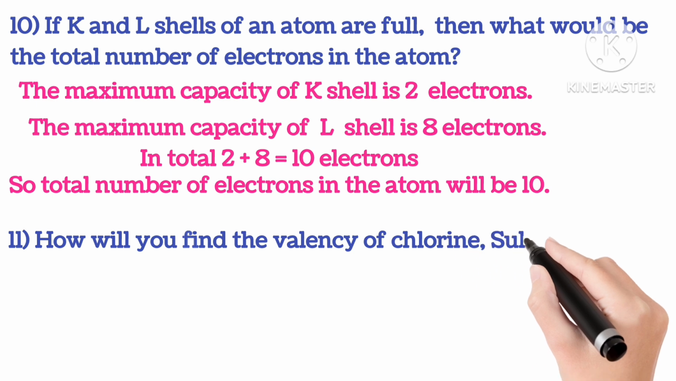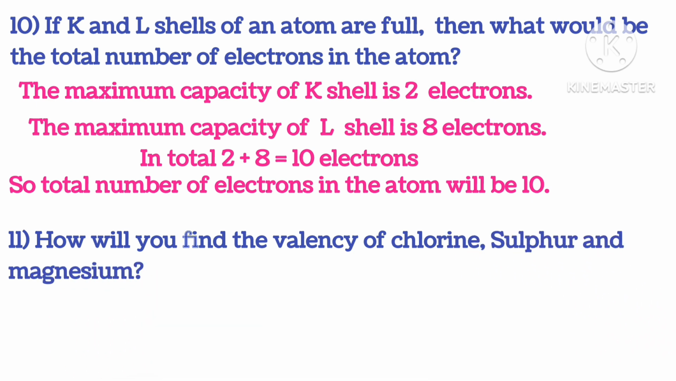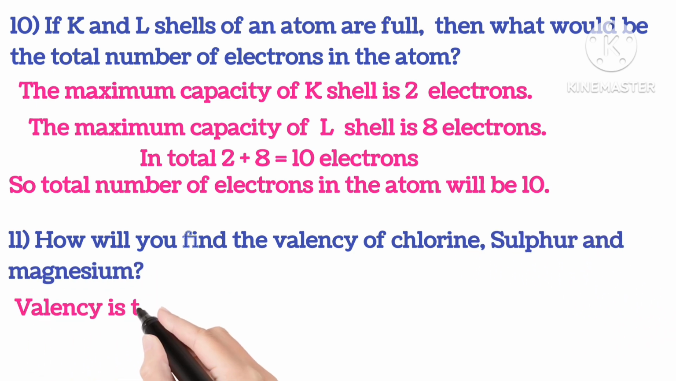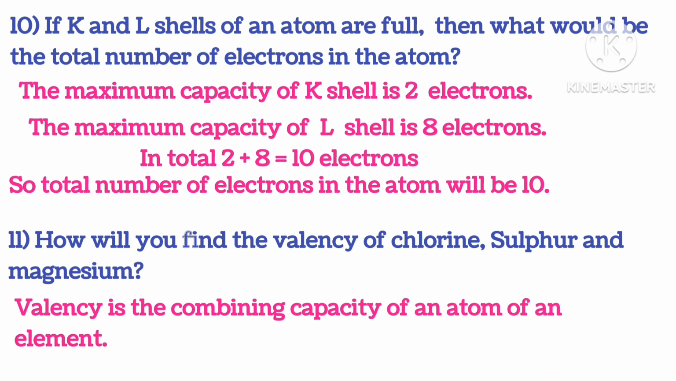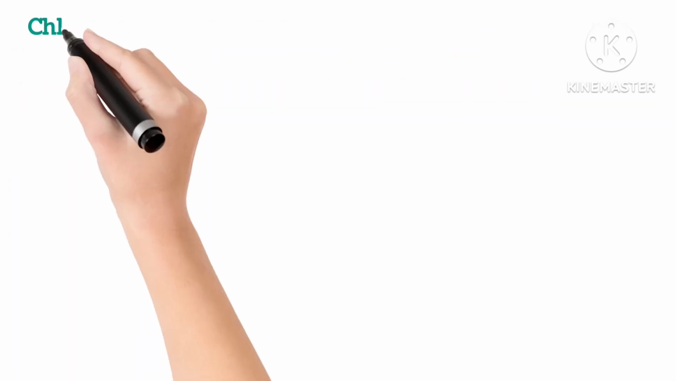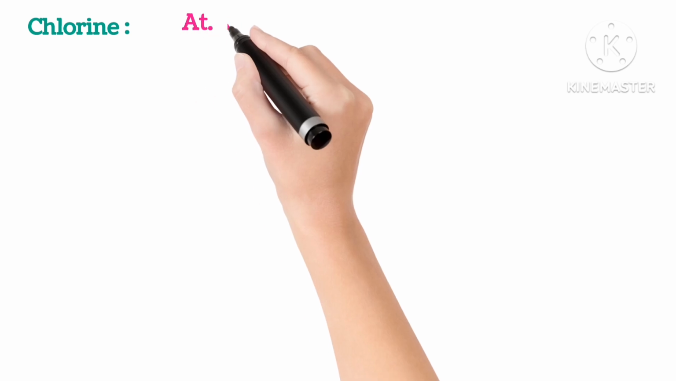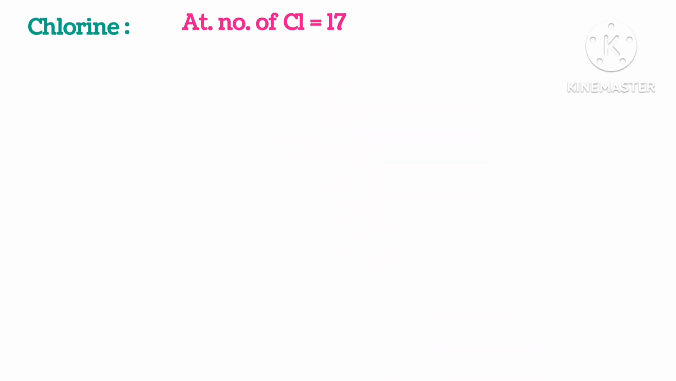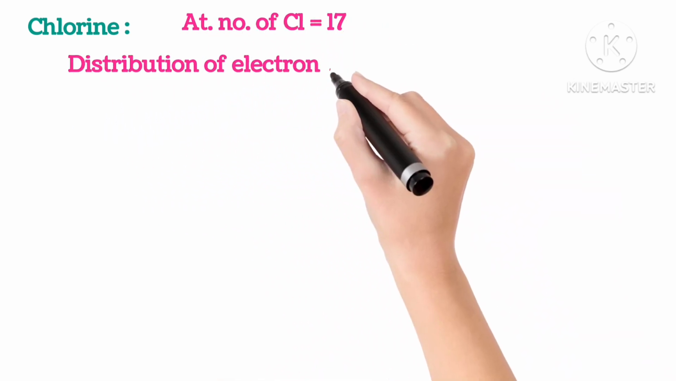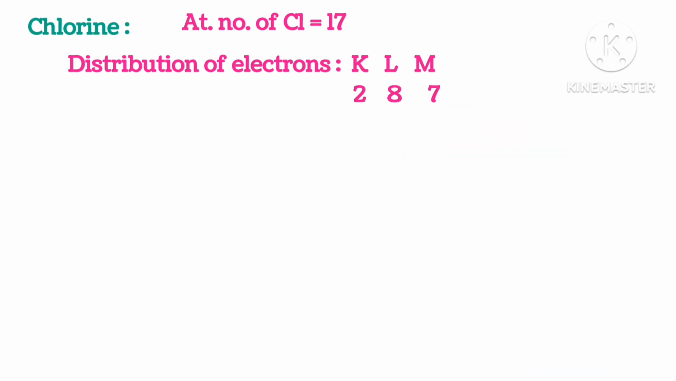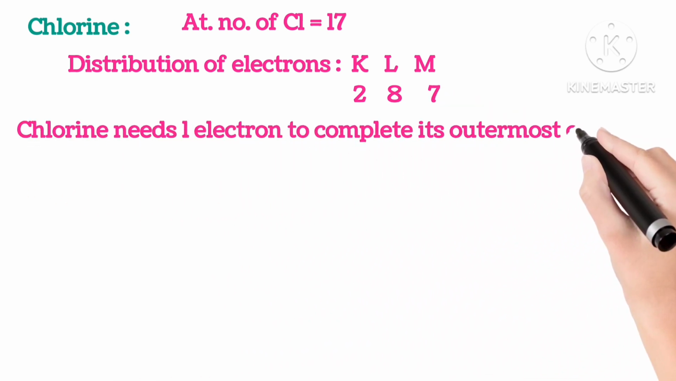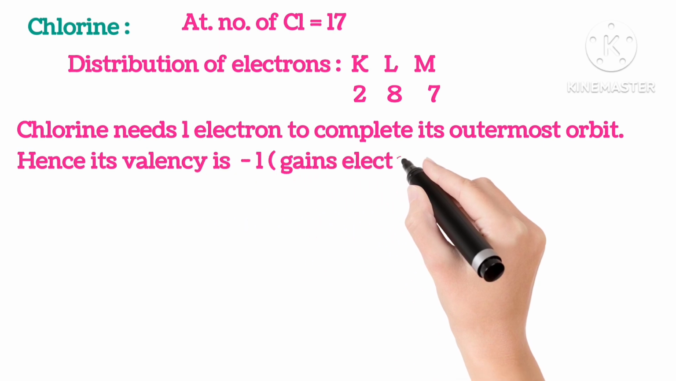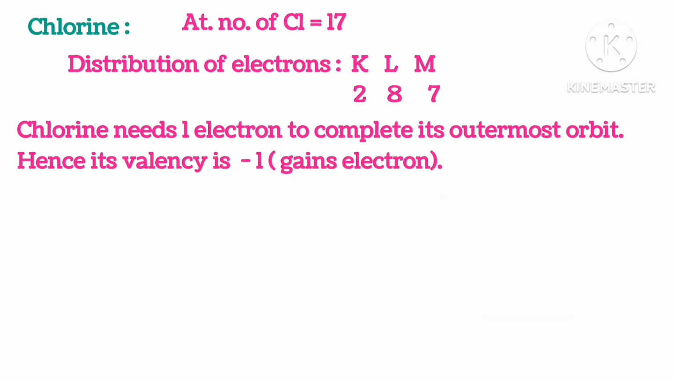How will you find the valency of chlorine, sulfur and magnesium? Valency is the combining capacity of an atom of an element. Chlorine. The atomic number of chlorine is 17. So, distribution of electrons will be 2, 8, 7. So, chlorine needs 1 electron to complete its outermost orbit. Hence, its valency is -1 as it gains 1 electron.